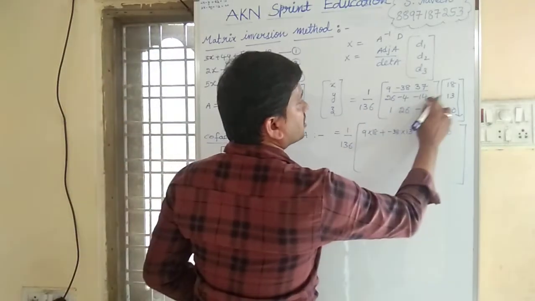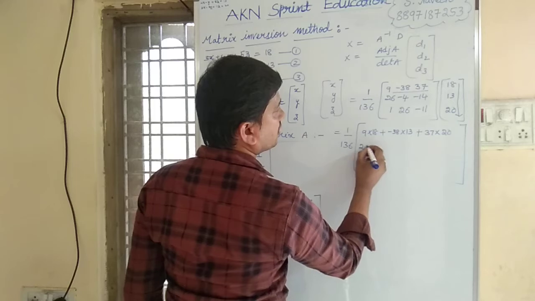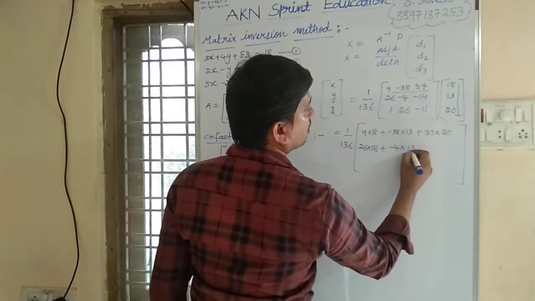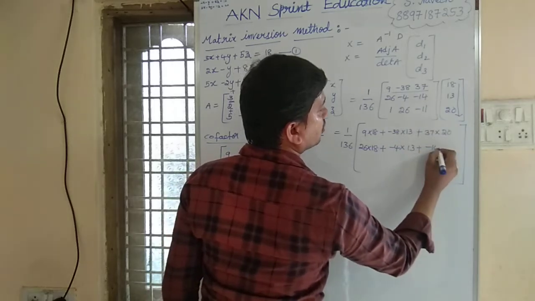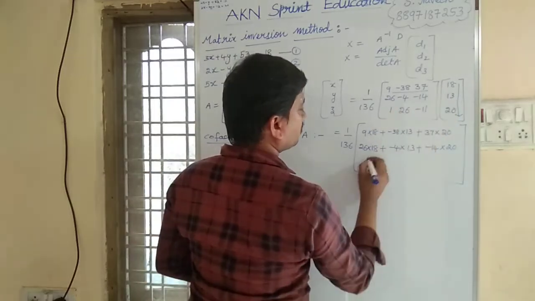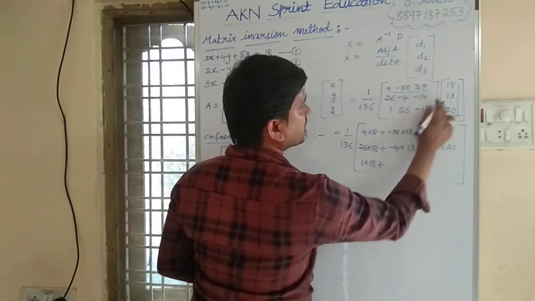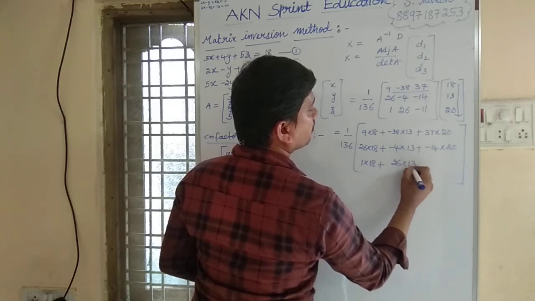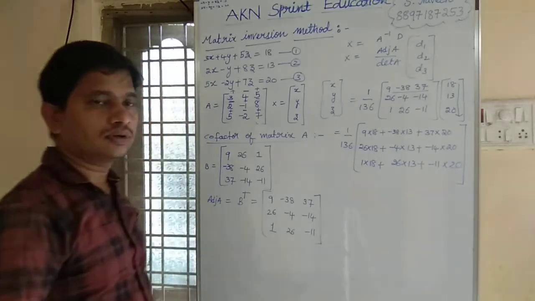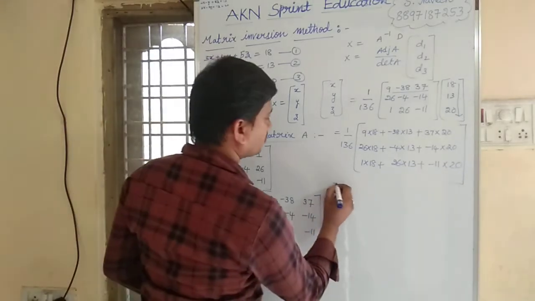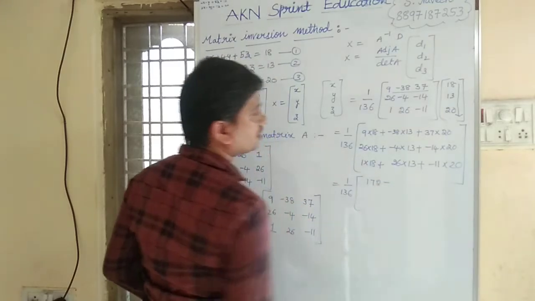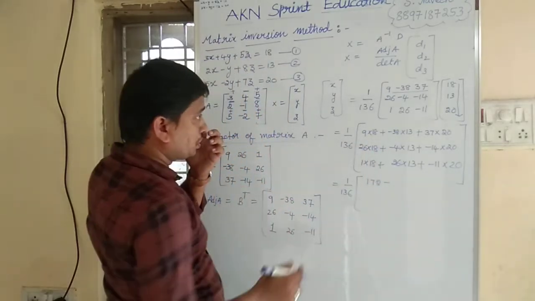Similarly, second row, first column. That is 26 into 18 plus minus 4 into 13 plus minus 14 into 20. Similarly, third row: 1 into 18 plus 26 into 13 plus minus 11 into 20. Okay, children. So 1 by 136 into 9 into 18 is 162, plus minus 38 into 13.